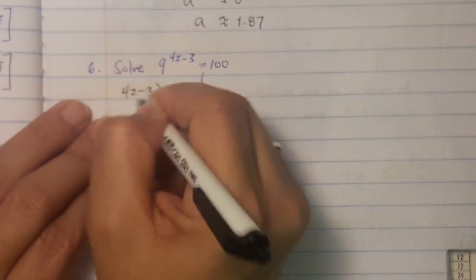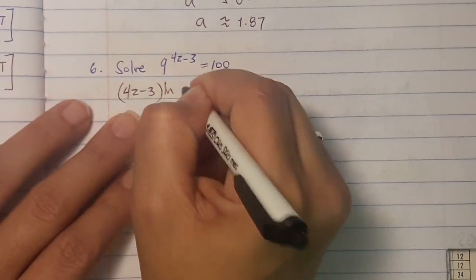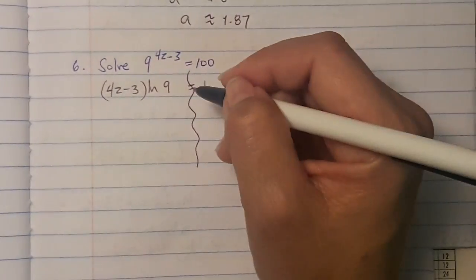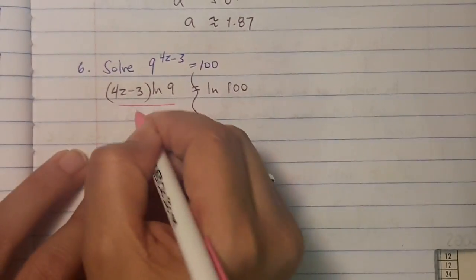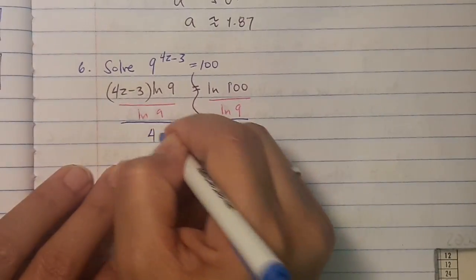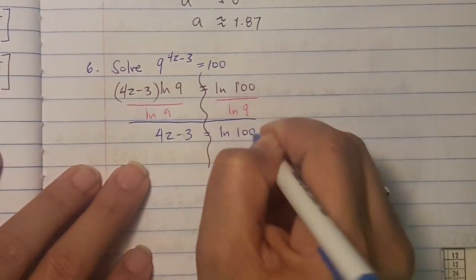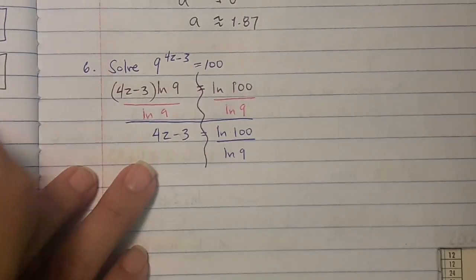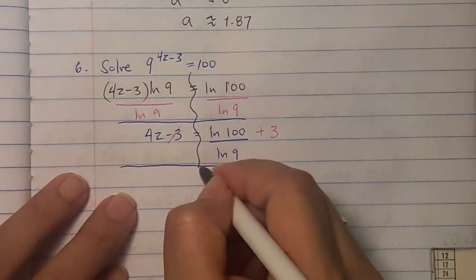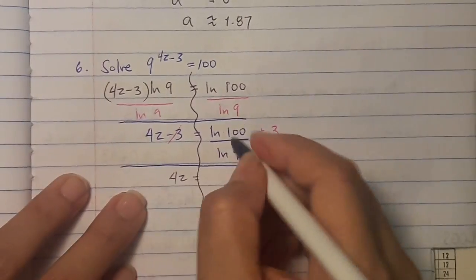First thing you do, bring the power down. So you take natural logs of both sides, then bring the power down: 4z minus 3. Alright, let's divide by log of 9, so I can try and get the variable by itself. So 4z minus 3 is equal to log of 100 over log of 9. We want to add 3 to both sides now. So 4z is equal to log of 100 over log of 9 plus 3.